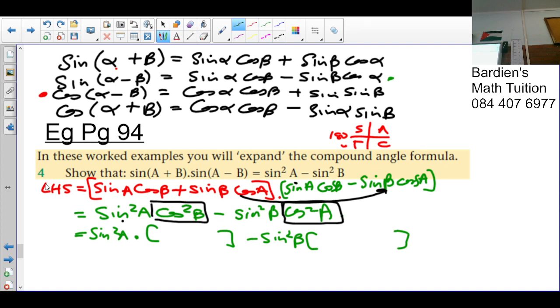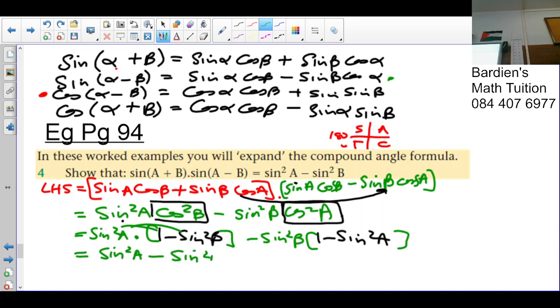We're replacing cos squared B with 1 minus sin squared B and cos squared A with 1 minus sin squared A. We get rid of the bracket here, which is going to give me sin squared A, we're multiplying in, minus sin squared A sin squared B, multiply out there, I get negative sin squared B plus sin squared A sin squared B. Okay?